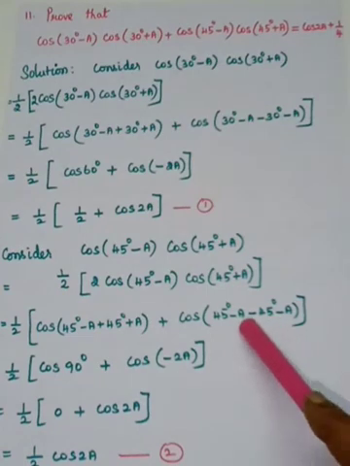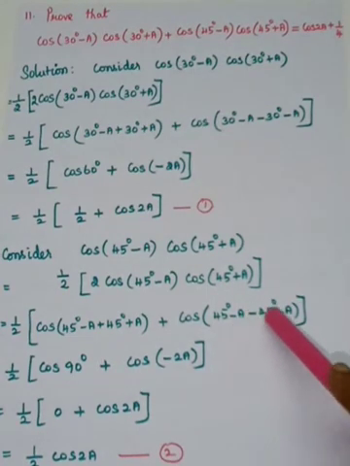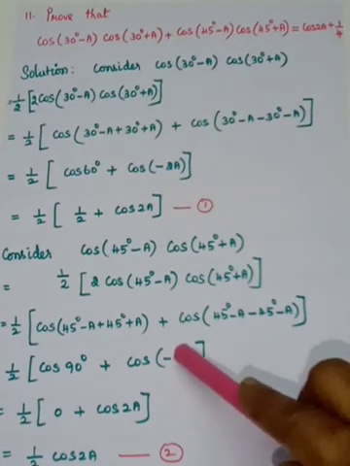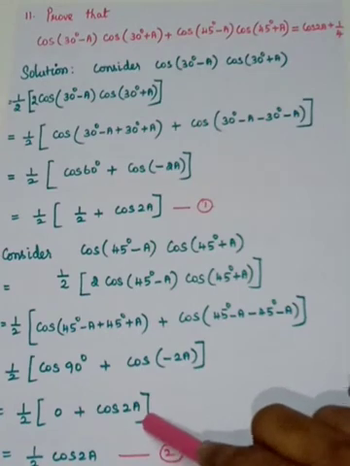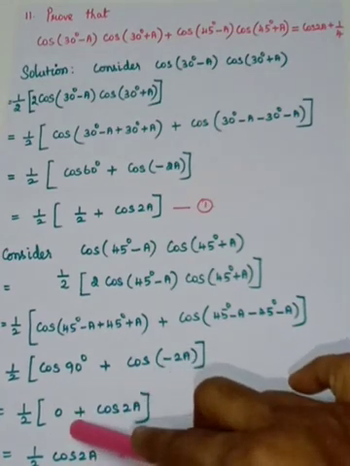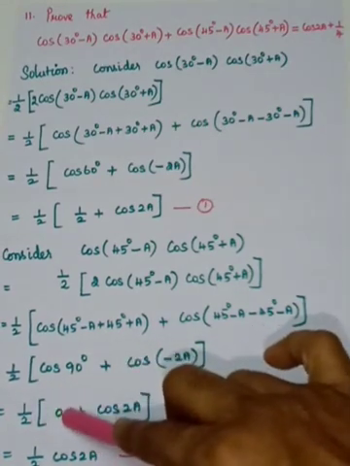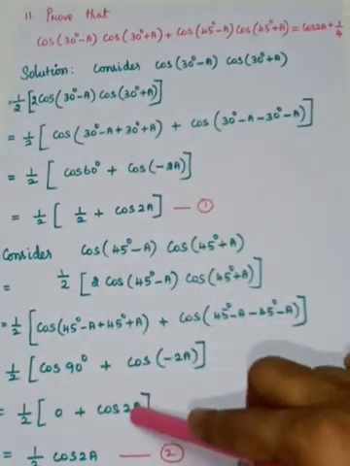If you subtract, 45 plus 45 and minus 45 get cancelled, minus A is minus 2A. Cos of minus theta is cos theta, so it is cos 2A. Cos 90 degrees is 0, so 1 by 2 into 0 is 0. Then 1 by 2 into cos 2A.